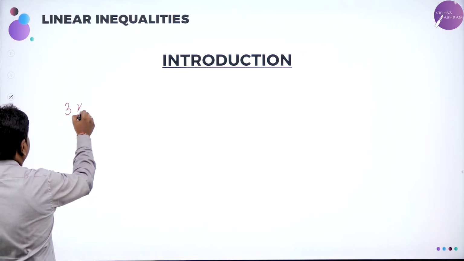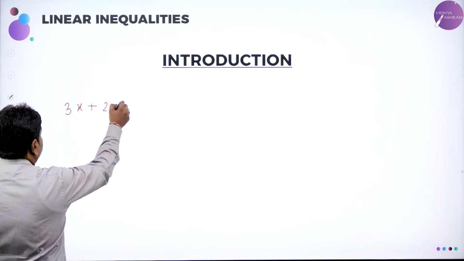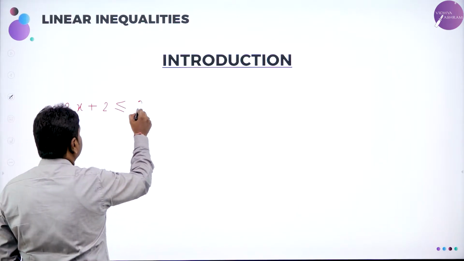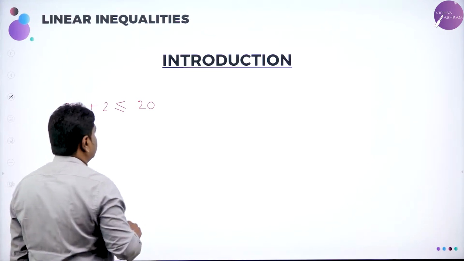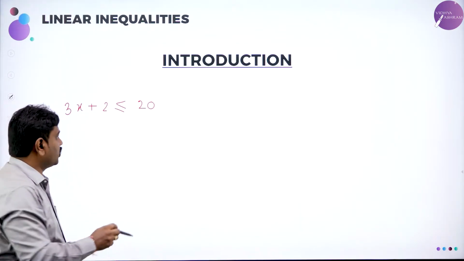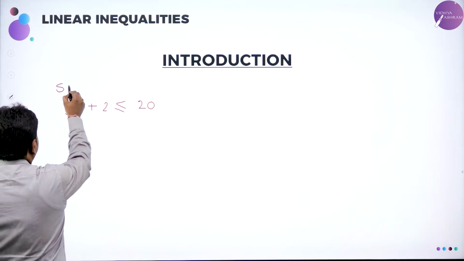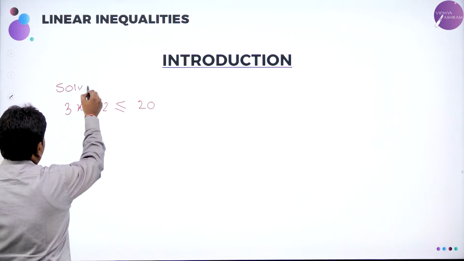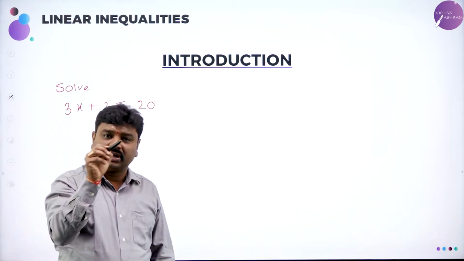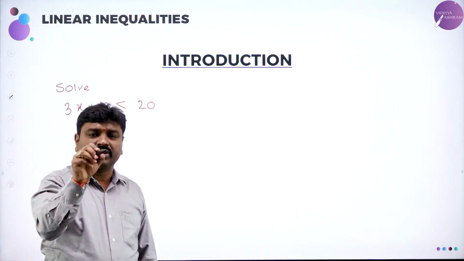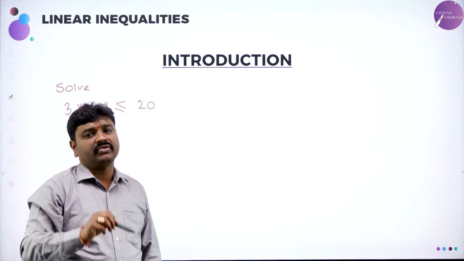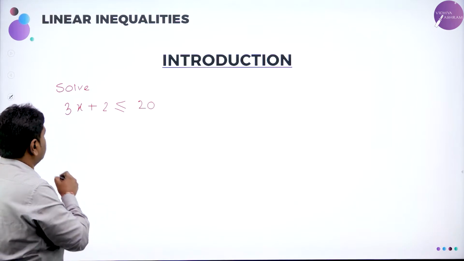Say 3x plus 2 less than or equal to 20. Say they have given 3x plus 2 less than or equal to 20. Solve this. So now let us solve this. After you solve, you can represent the solution in real numbers, in integers, or in the form of a number line. So we'll see all the possibilities.